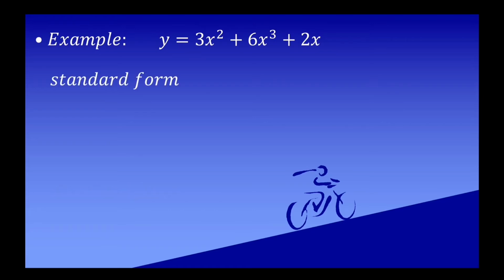Okay, so let's elaborate more in our example. We are using here y as a function of x: y = 3x^2 + 6x^3 + 2x. In order to be in standard form, we must rewrite our polynomial function in descending power of x. So we have here the leading term, that is 6x^3. Then copy our second term, 3x^2, then plus 2x.